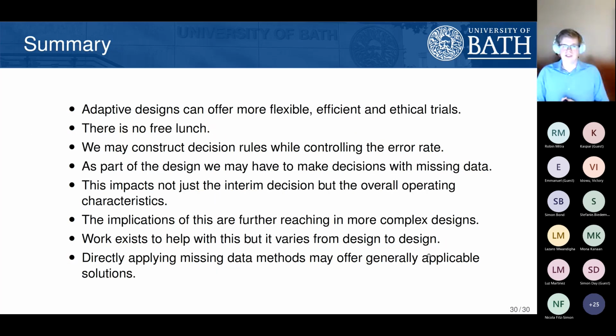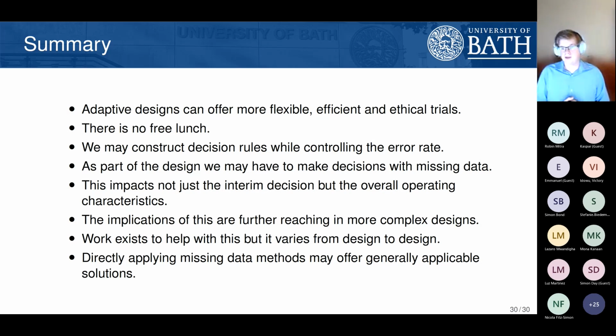And so this leads me to the summary of my talk. Hopefully today I've given you the impression that adaptive designs can offer more flexible, efficient and ethical trials, but there's no free lunch. You pay a price for this in terms of the extras in the design, and some penalties in terms of potential efficiency. So you really should be using them where you think they're actually useful for the specific design.